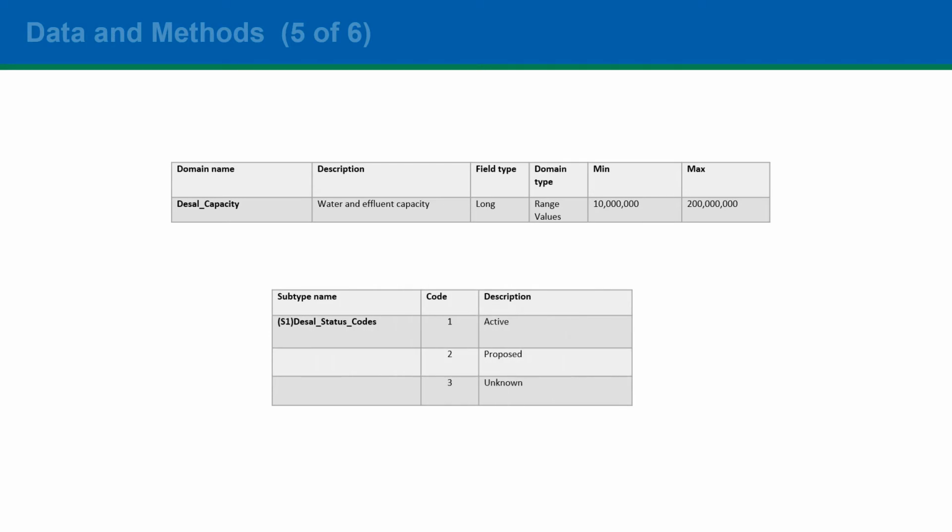And then I created subtypes for the same feature class to represent the status of the desalination plants. A code 1 was used to represent desalination plants that are active, and a code 2 was used to represent desalination plants that are proposed, which is all the current desalination plants here in Corpus Christi. And a code of 3 was used to represent the unknown status, which means that we don't know whether it's active or proposed.